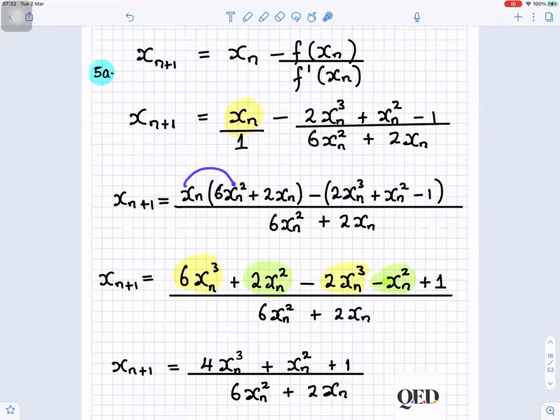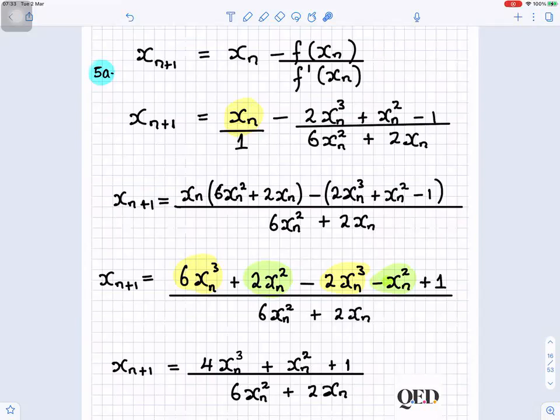x_n times 6x_n squared will be 6x_n cubed. x_n times 2x_n will be 2x_n squared. And this will be minus 2x cubed minus x squared and plus 1. Remember, this minus and this minus will become a plus. Very important. That's where students make mistakes.